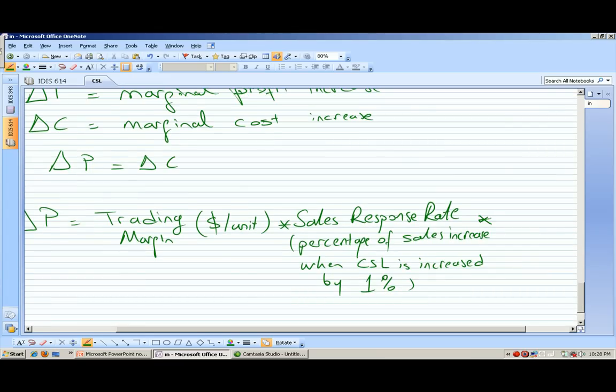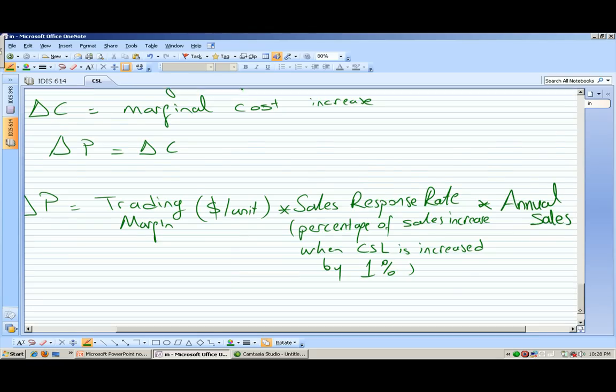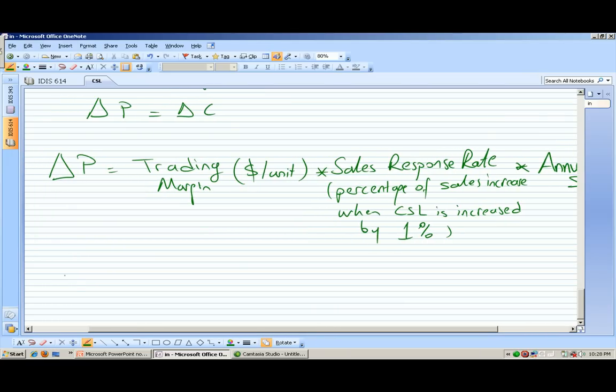And then I need to multiply that one with my annual sales. Okay, and in a similar way I'm gonna write my delta C, which is my marginal cost. I need to know my inventory holding rate. What is the percentage? Okay, and I'm gonna put annual, so you may want to consider that one as annual, and this is gonna be percent per year.